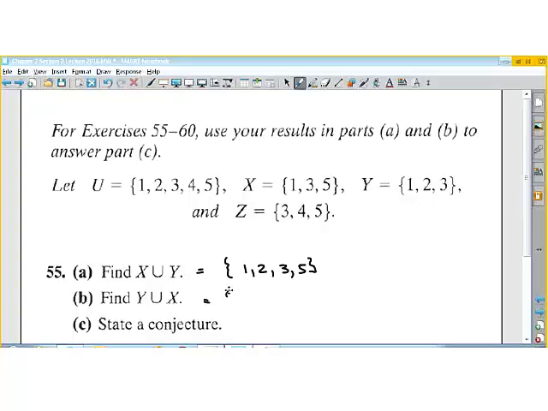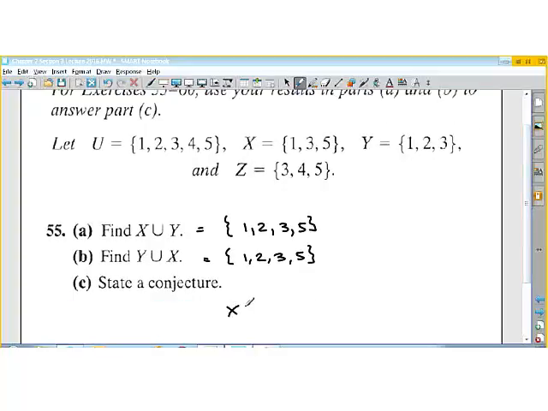And if you change the order, it doesn't really matter. If you're comparing X versus Y or Y versus X, the union operation doesn't care what order it is in. You still are comparing these two sets and listing all the elements that are available. So I get the same answer. So the conjecture would be that X union Y is equal to Y union X, based on that one example.